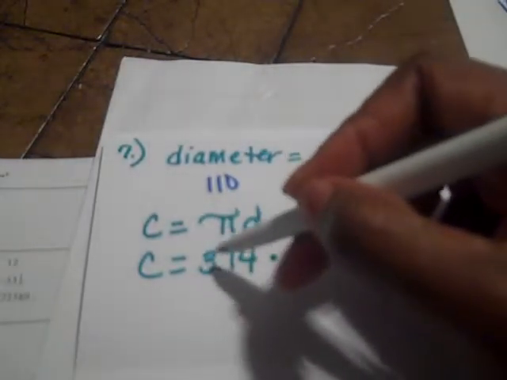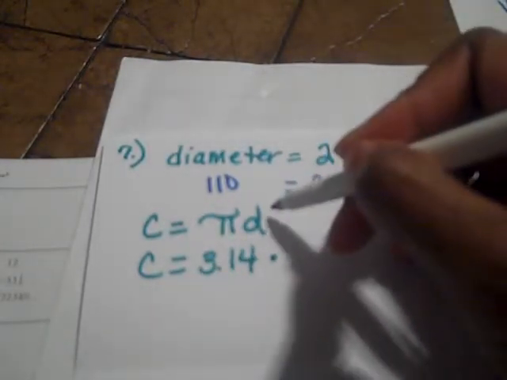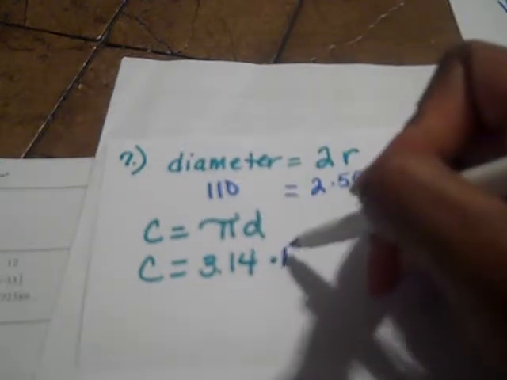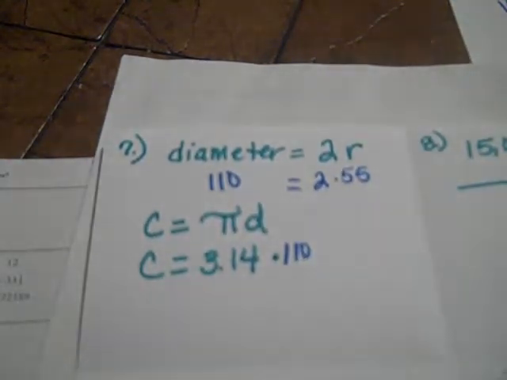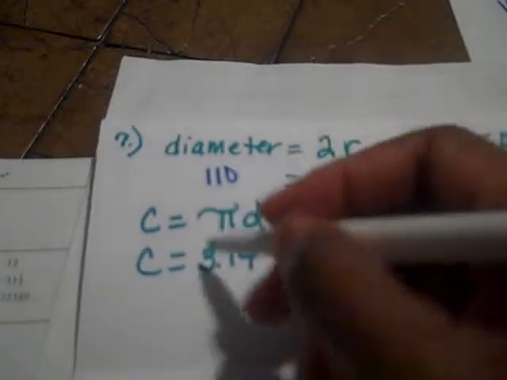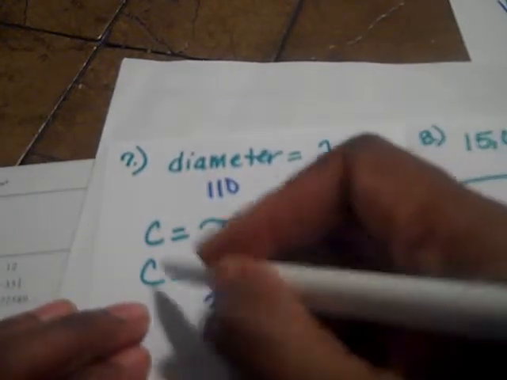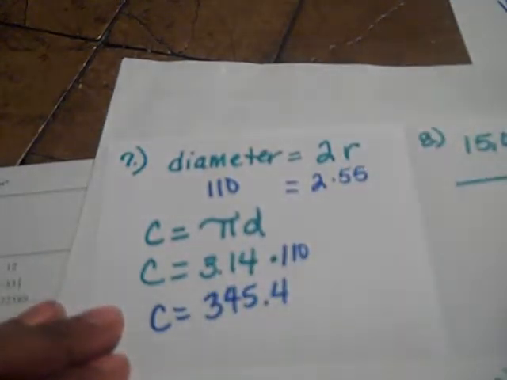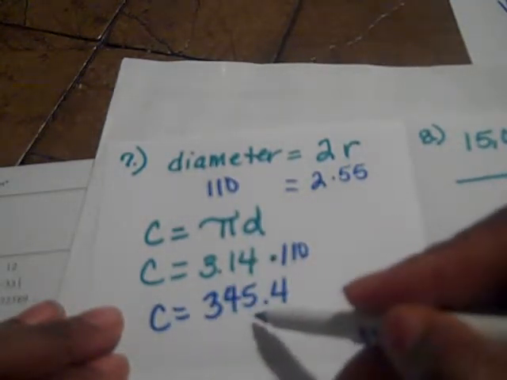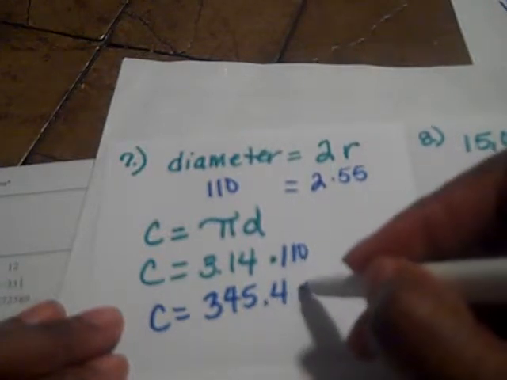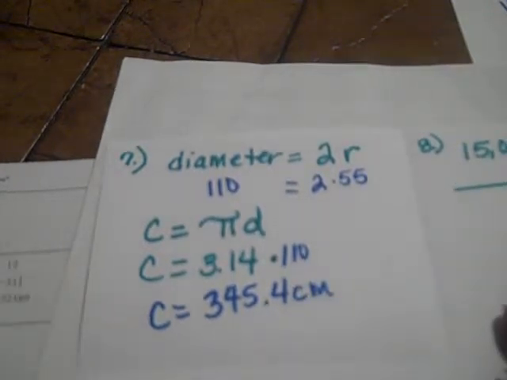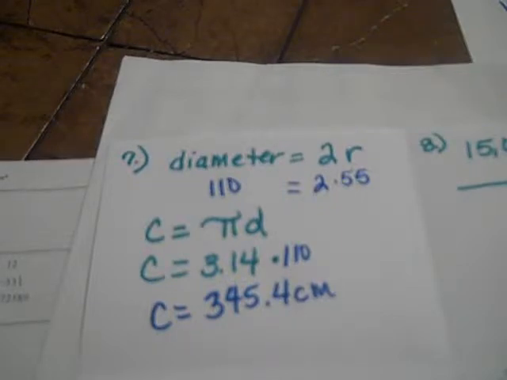So pi is equivalent to 3.14. The diameter we just figured out is 110. So I take my calculator and I punch in 3.14 times 110, and I get a value of 345 and 4/10. Therefore, my circumference is 345 and 4/10 of a centimeter. Moving on to question number 8.